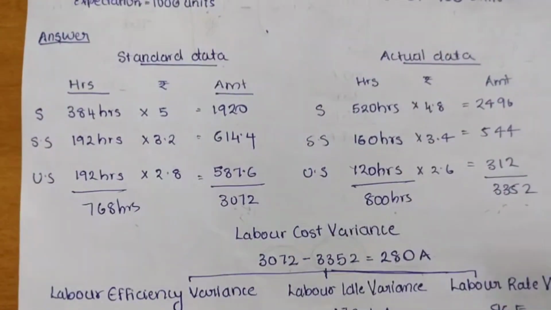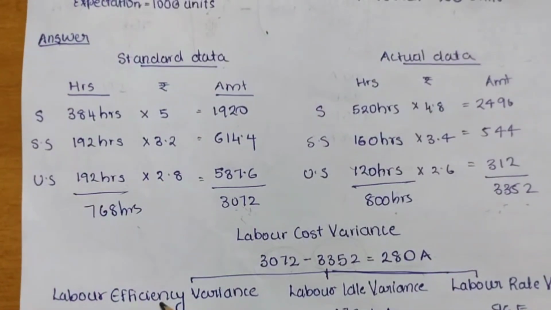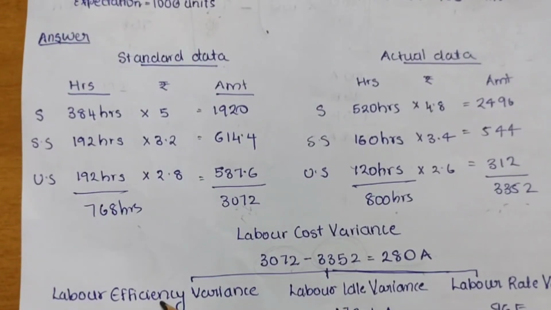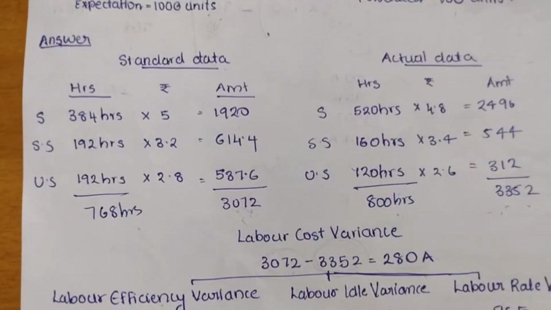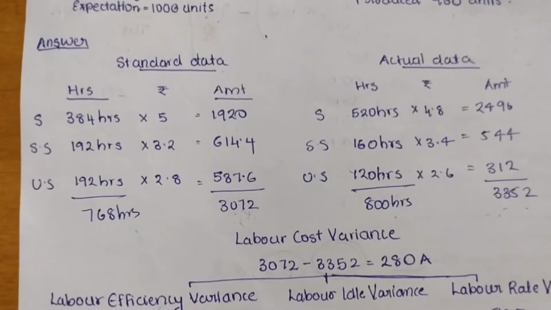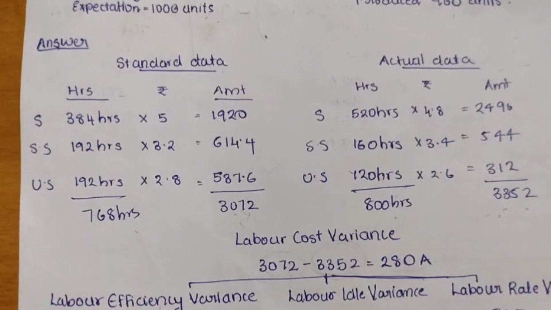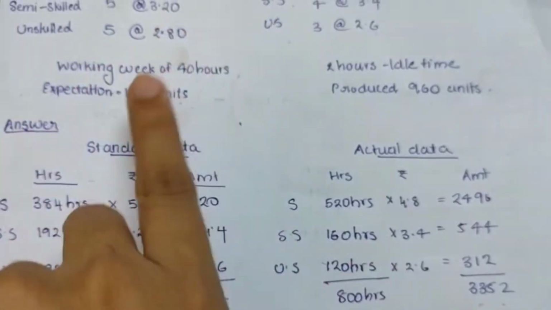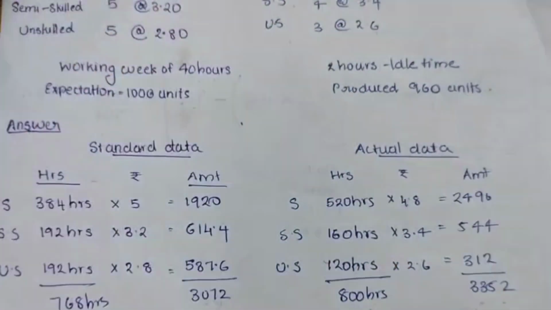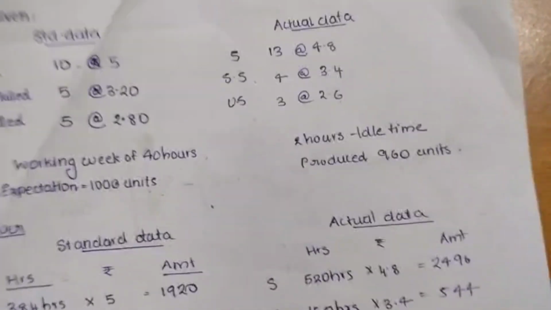Now let's go through the other variances. The next thing we are going to calculate is labor efficiency variance. Once we calculate labor efficiency variance, there is something more you have to know about actual hours. When we calculated the actual hours, we multiplied 30 into 40, 4 into 40 and 3 into 40, right? But that is just the hours which we are actually paying.